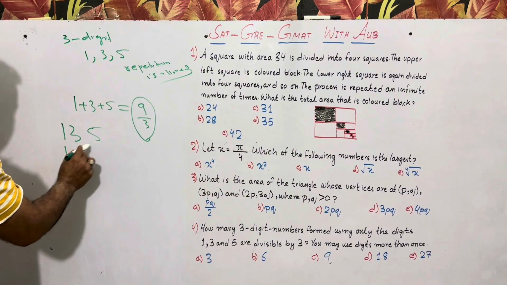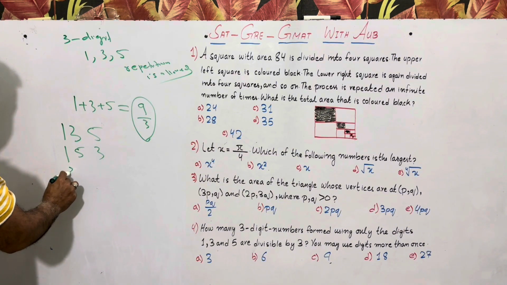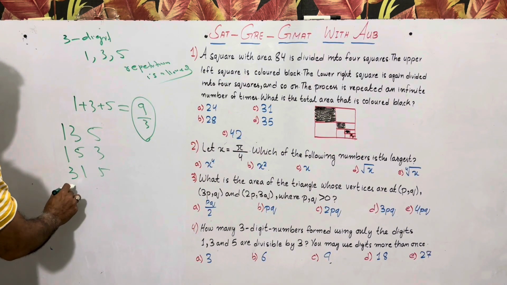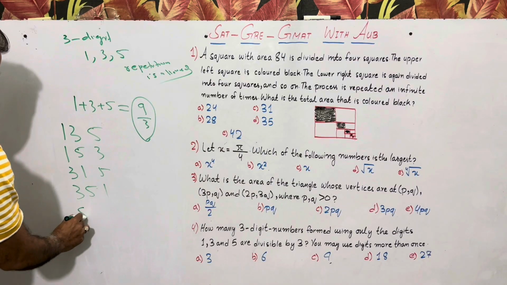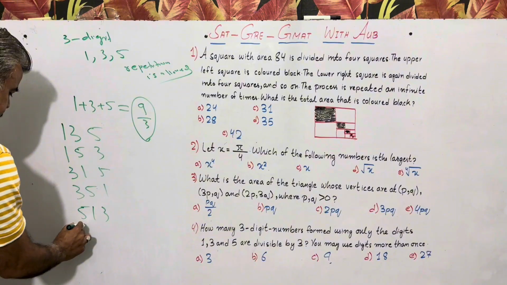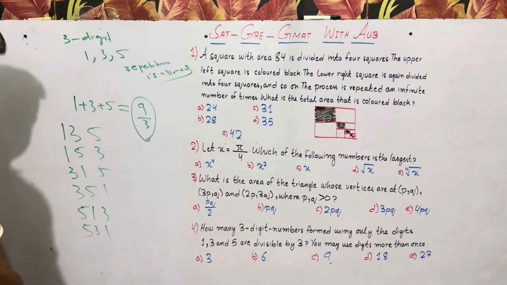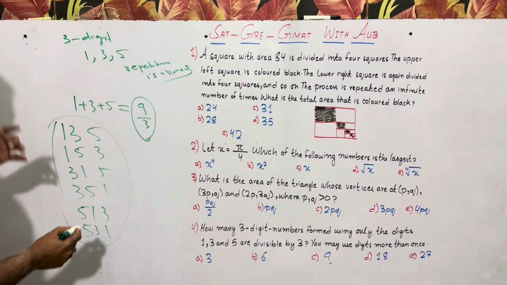Keep 1 intact, shuffle the others: 1, 5, 3. Now, keep 3 intact: 3, 1, 5. Shuffle 1 and 5 between them, it will become 3, 5, 1. Next, take 5 at the foremost position. Then shuffle 1 and 3: 5, 1, 3 and 5, 3, 1. These are the 6 possibilities according to our simple idea.